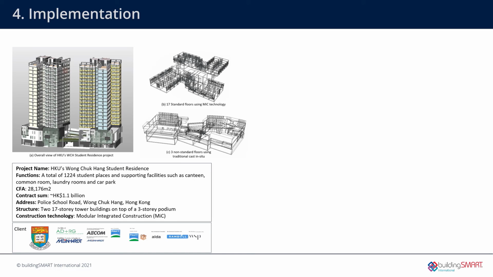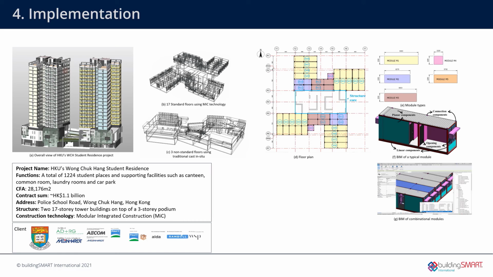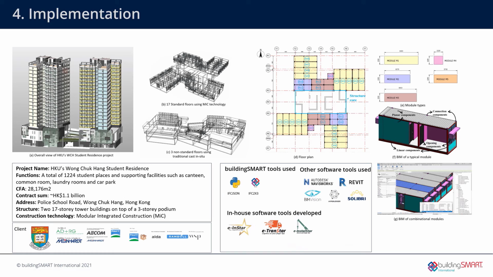When it comes to the implementation of our proposed solution, we use two buildingSMART tools, IfcInfraToolKit and IFC 2x3. We also used other software such as Autodesk Navisworks, Revit, BIM Vision, Hyperledger, and Solibri. On top of that, we also developed 3 in-house applications for off-site production, cross-border logistics, and on-site installation, respectively.